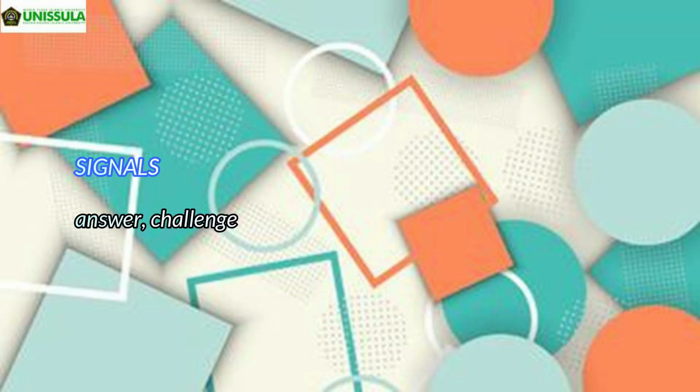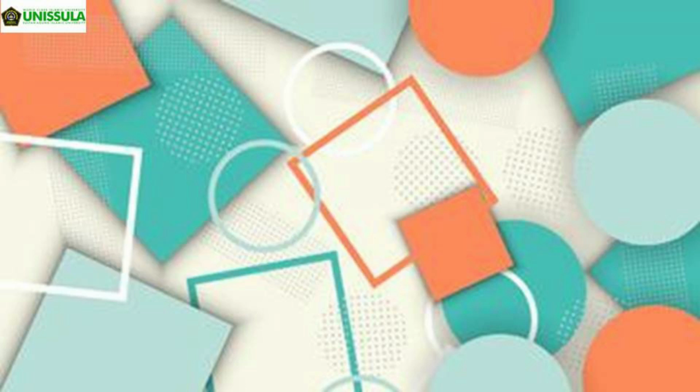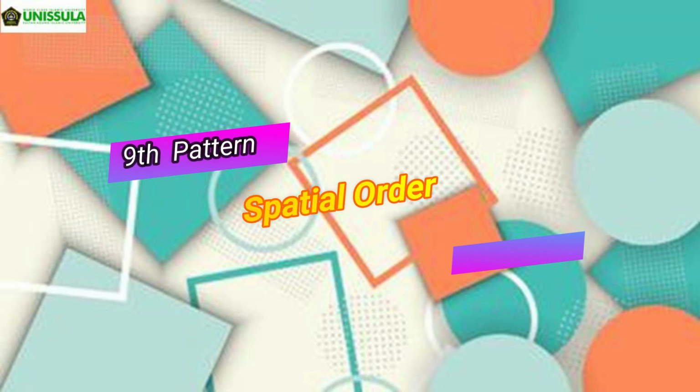And take a look at the signals that we can use in the paragraph, from answers up to suggest. Okay, and then I'll give you two examples of paragraph here. There is a solution signal, and the second signal is remedied. Okay, and now we come to the next pattern. We are going to go fast for this explanation.